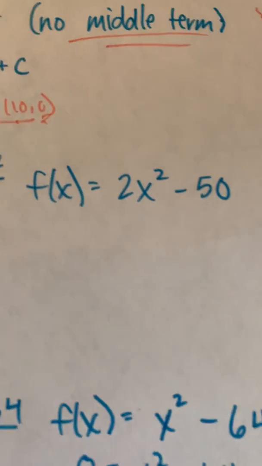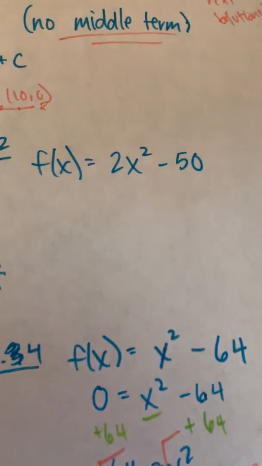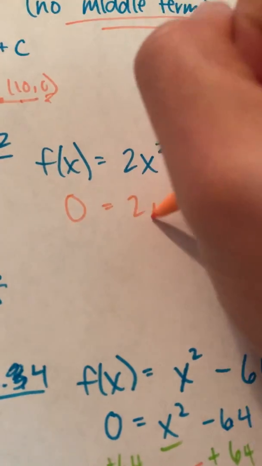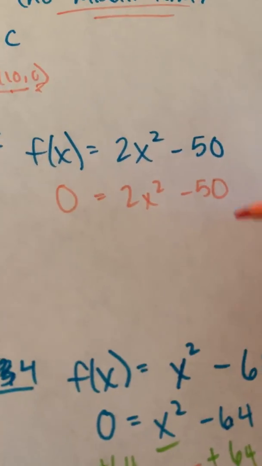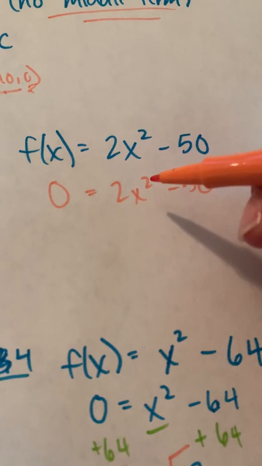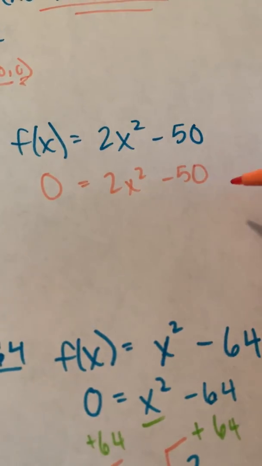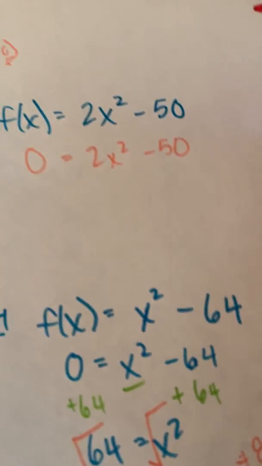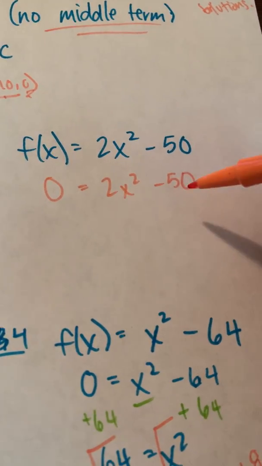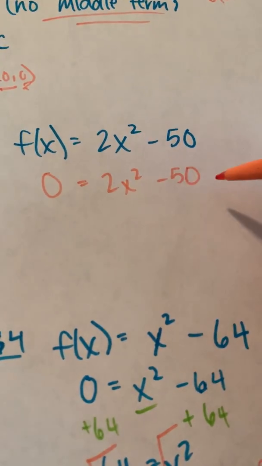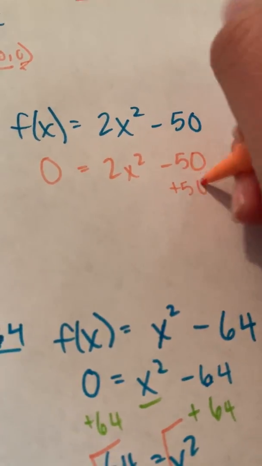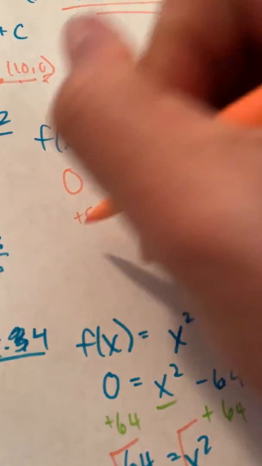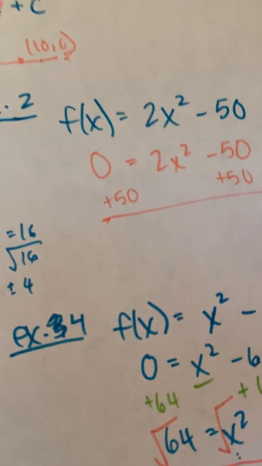All right, let's go back up to example 2. We're going to crush this guy. First step, always set it to 0. Okay? Next step, we get this x squared alone. So there's a 2 being multiplied and a 50 being subtracted. We should deal with the 50 first. If we divide the 2 first, we have to divide each piece by 2, which is fine, it just makes things a little bit more complicated. So I'm going to deal with the 50 first.